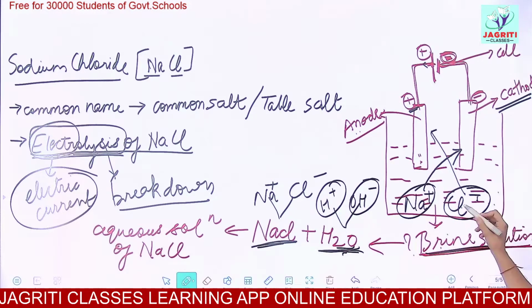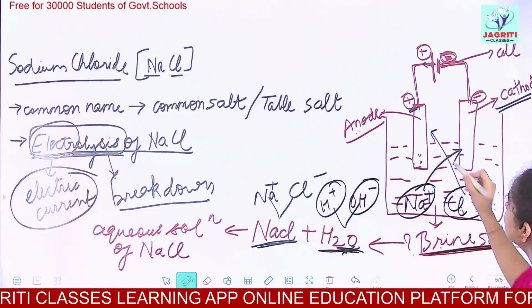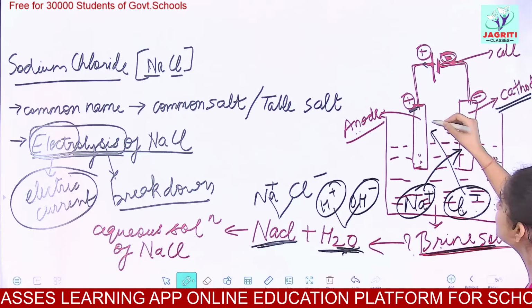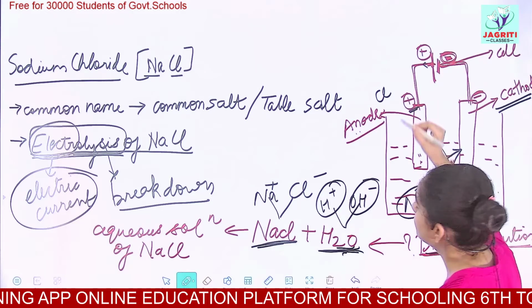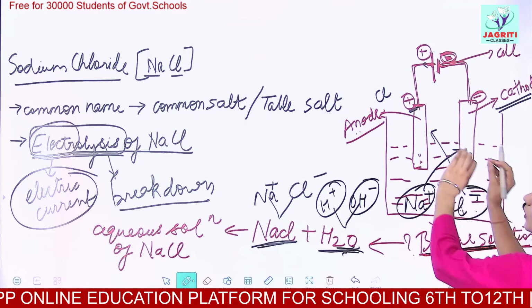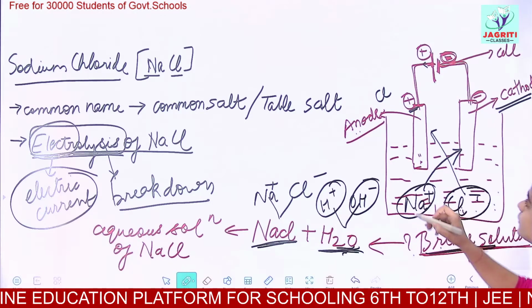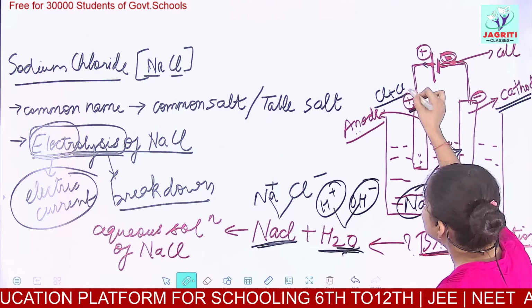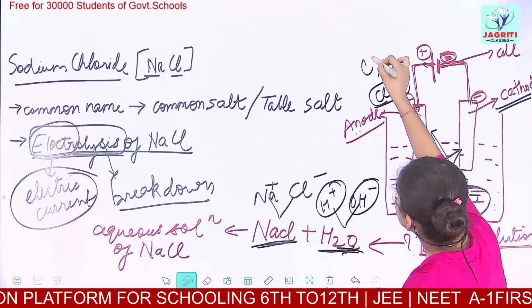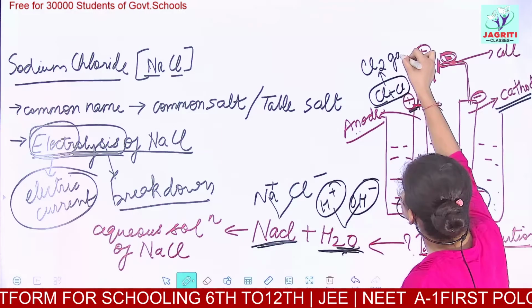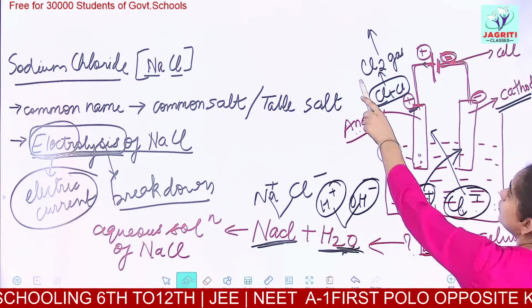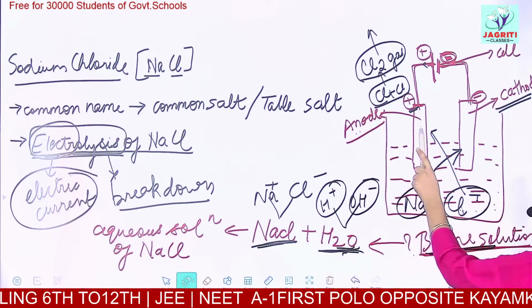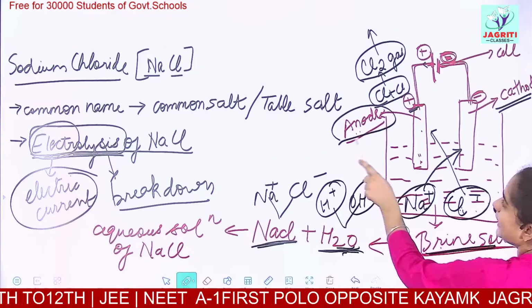Now what happens when this Cl minus goes to anode? When it goes to the anode, it would release an electron and become chlorine. Now the next ion would also come on anode, release its extra electron and become Cl. When these two Cl combine at anode, chlorine gas is evolved. So we get our product chlorine gas, which is evolved at which electrode? Which is evolved at anode.